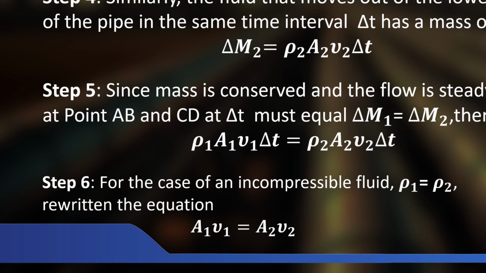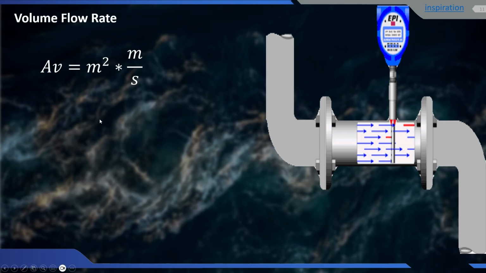Therefore, we can rewrite the equation as A1 v1 equals A2 v2, where A represents area and v represents the velocity of the fluid. The equation A1 v1 equals A2 v2 involves two quantities, A, which represents the cross-sectional area, and v, which represents the velocity of the fluid.